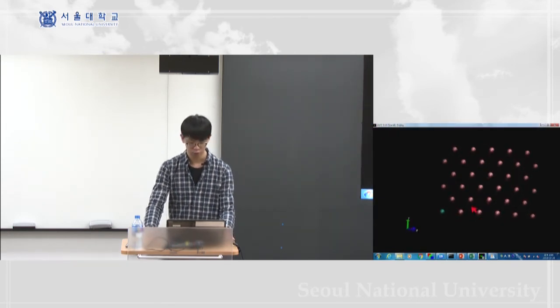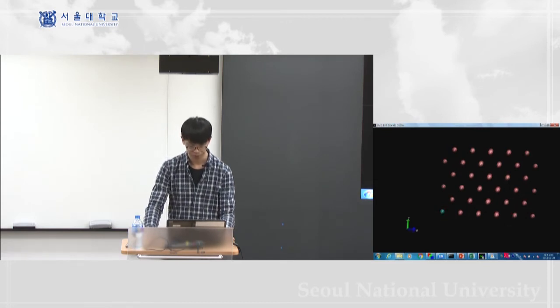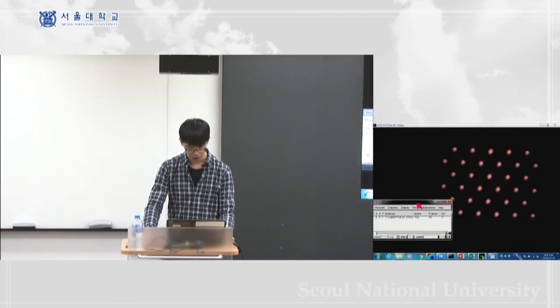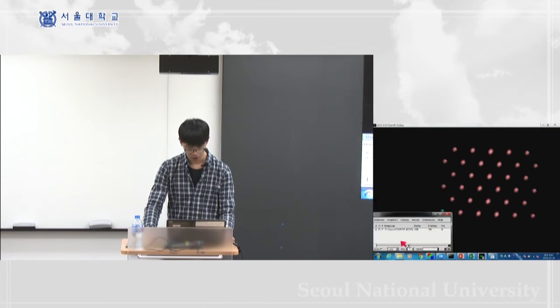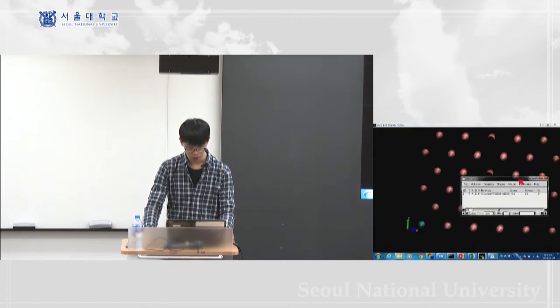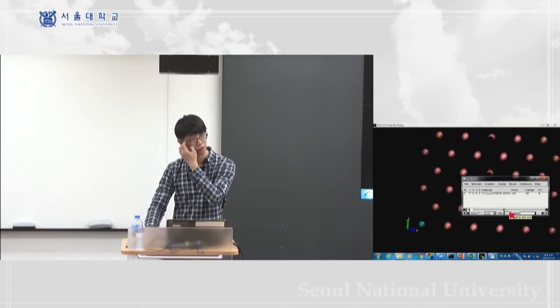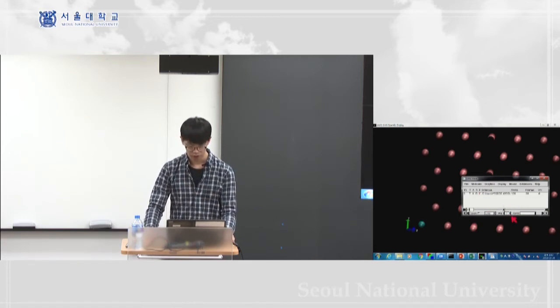So if you look at the movie, this is the aluminum atom and the other is the copper atom. And you can see the slight movement of the neighboring copper atom. Can you see this? So this is metal, so the relaxation is really softer.